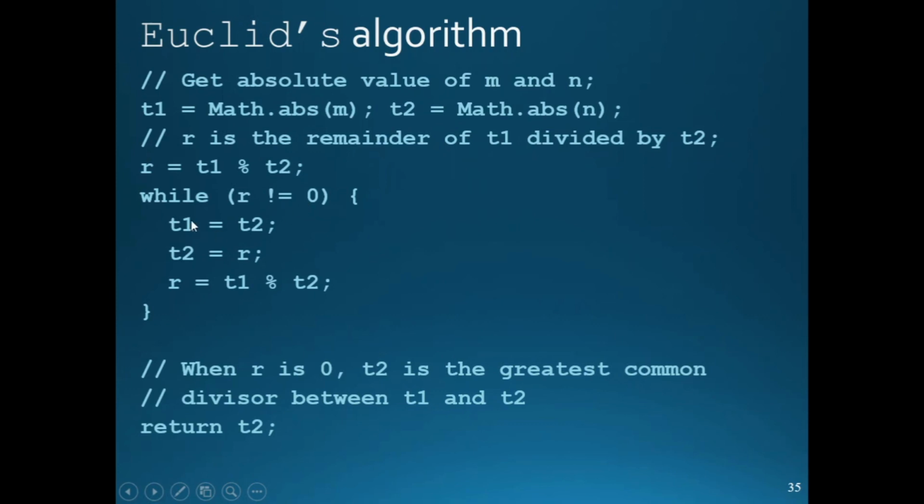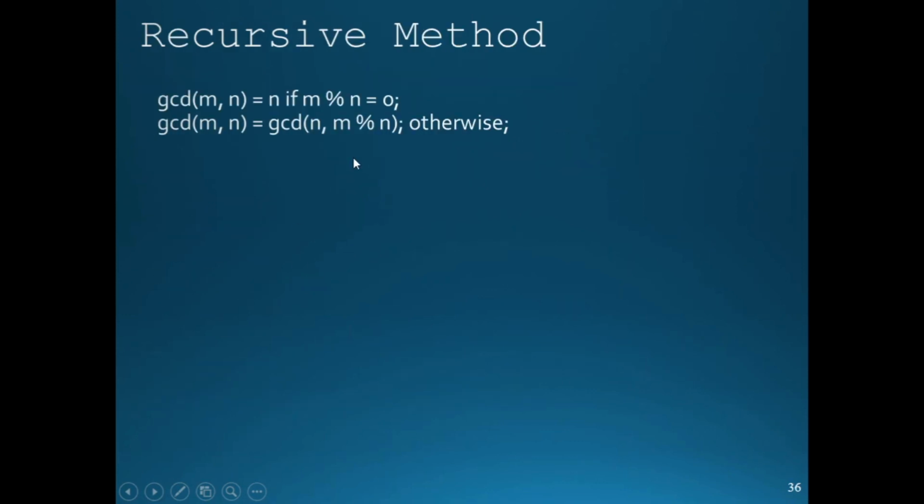If that's not the case, I need to update those two values. And you can see here T1 is going to equal T2, T2 is going to equal R, and then R is going to equal T1 modulo T2. And then I'm going to go back and check to see if it equals 0 or not. Keep going that way. For the recursive version, this is basically how it works.